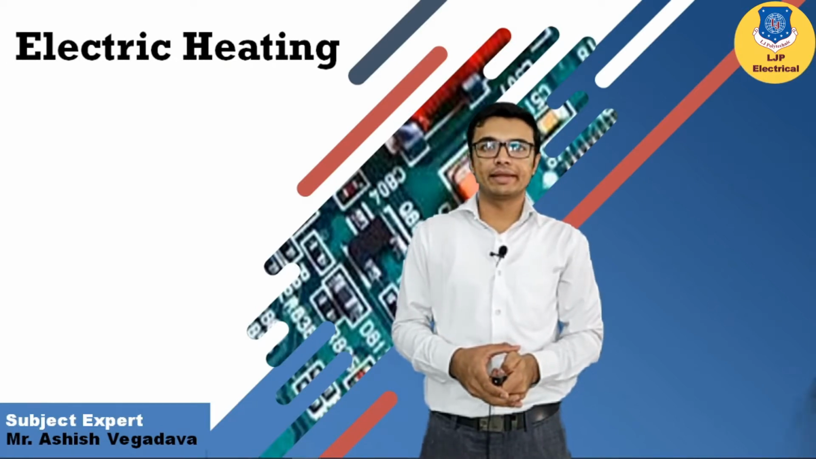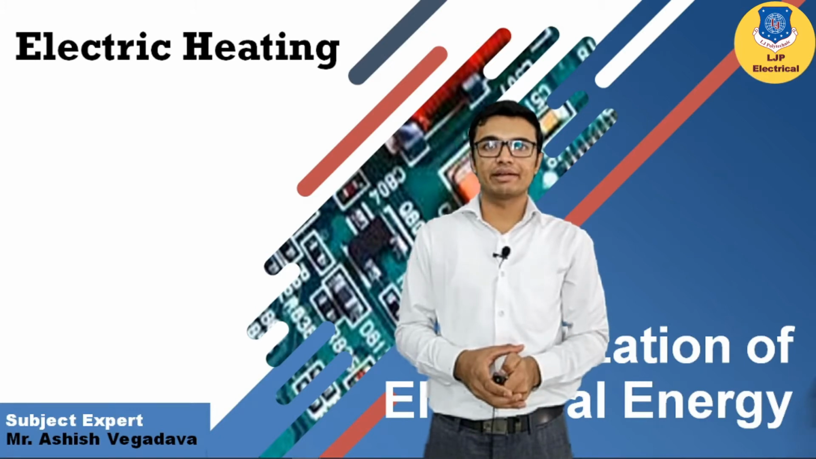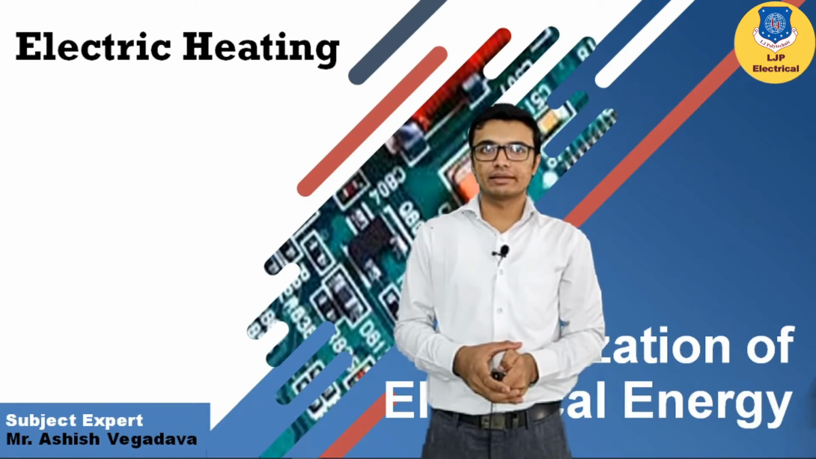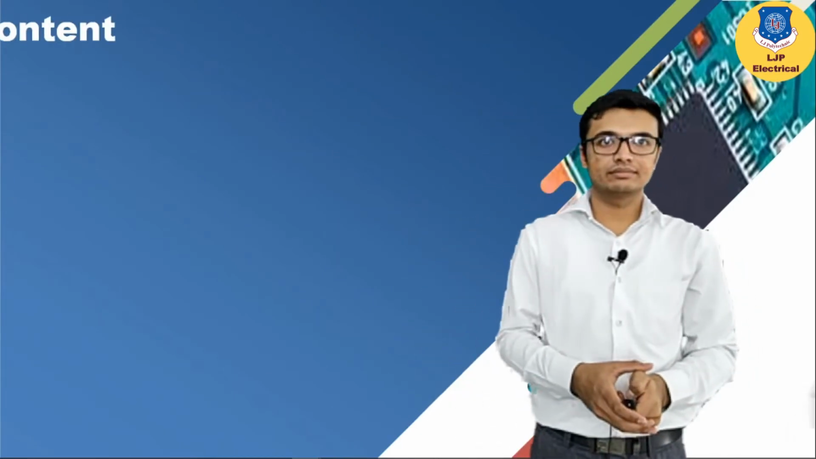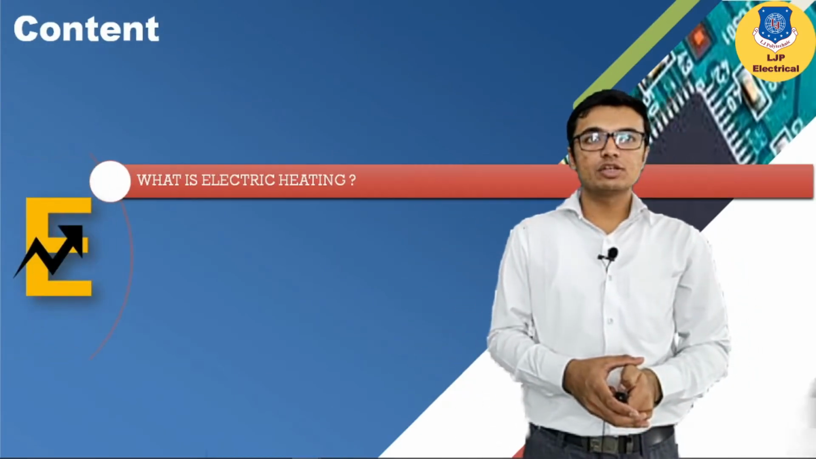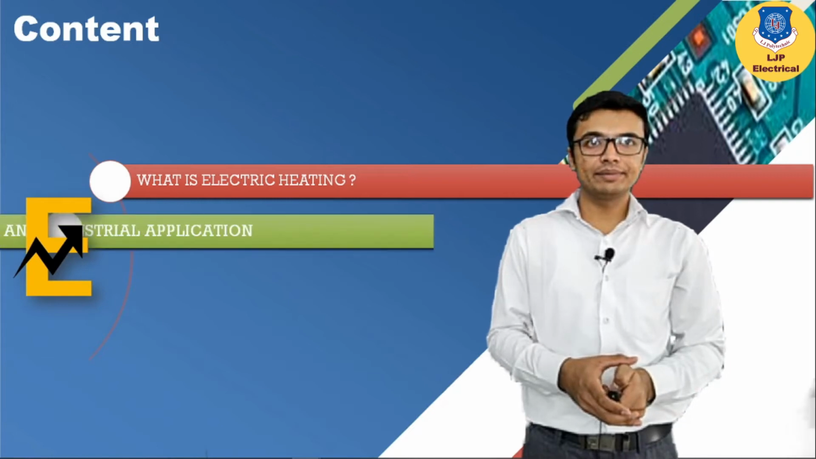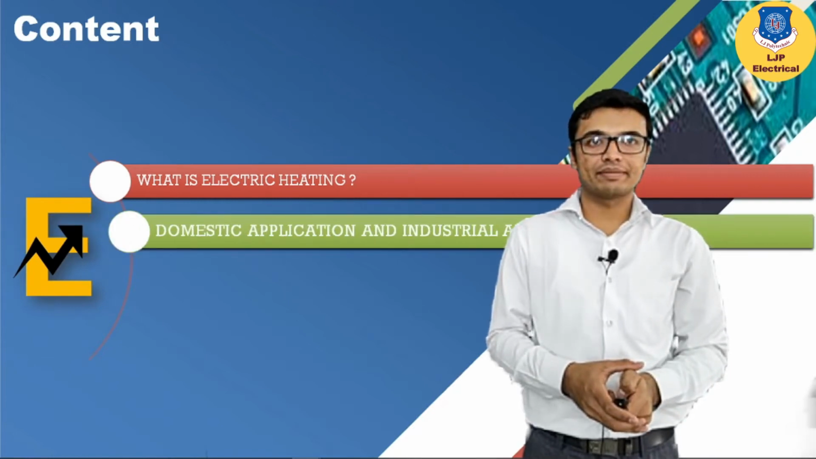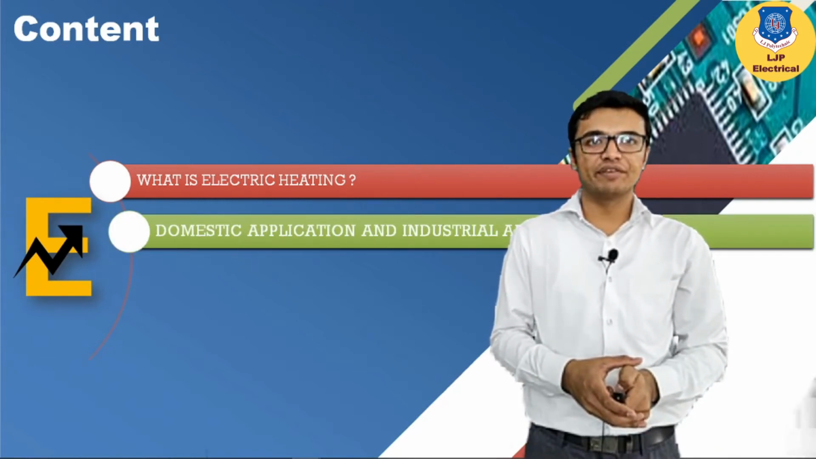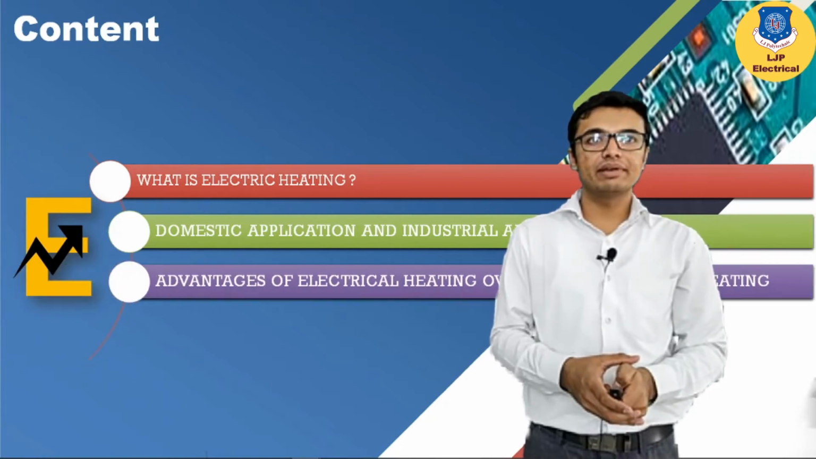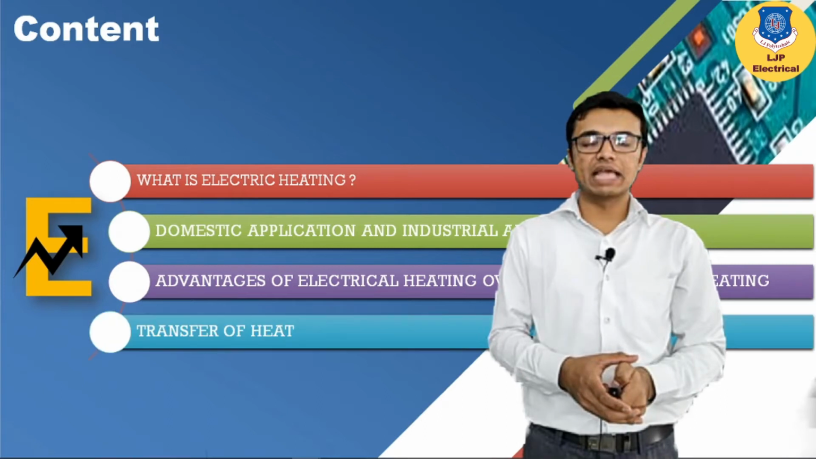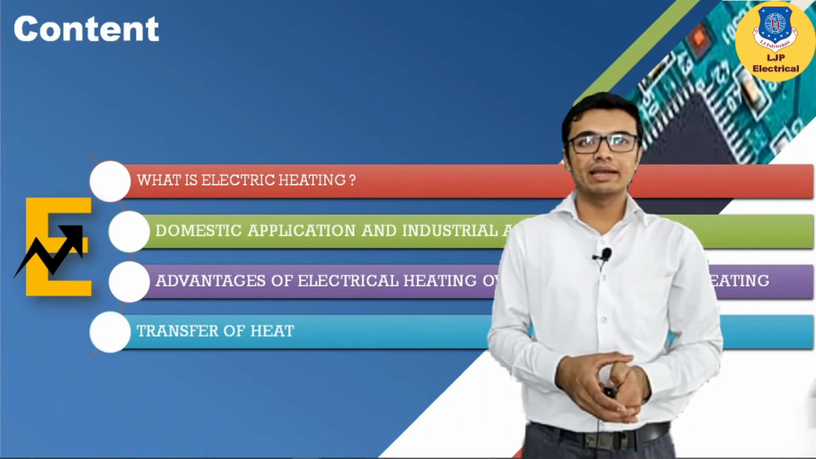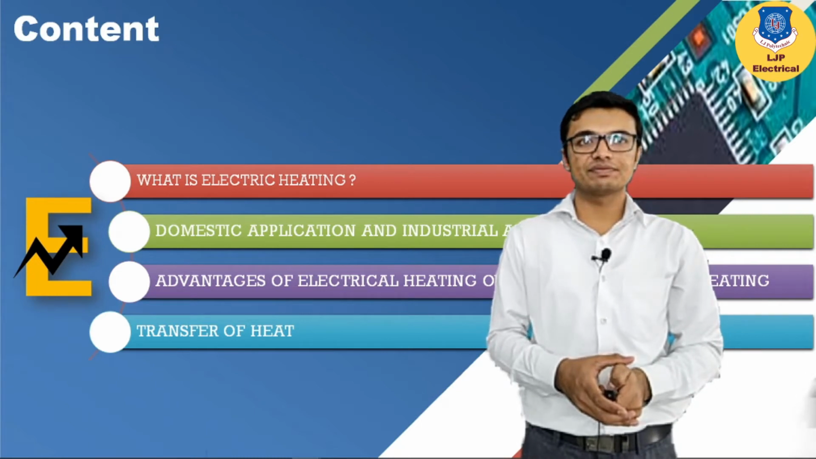Today we will learn electrical heating in the subject utilization of electrical energy. Let's move to the content of this topic. In this topic we will learn what is electrical heating, what are the domestic as well as industrial applications of heating, then we will learn advantages and disadvantages of electrical heating over other heating, as well as we will learn what are the various methods of electrical heating, and last we will learn various methods to transfer the heat.